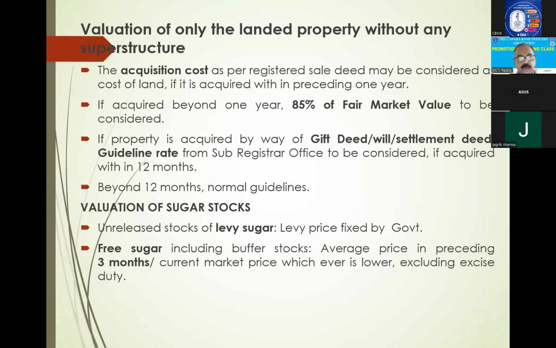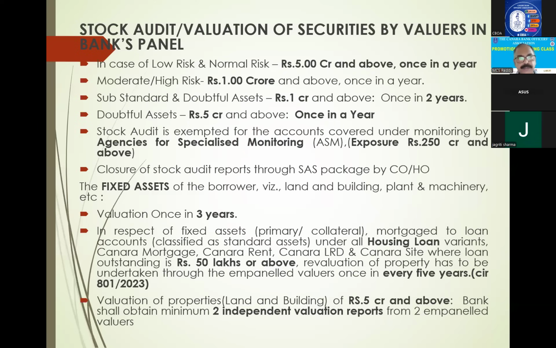What is the remuneration amount here? 5 lakh plus GST for limit up to 250 to 500 crores. If exposure is more than 500 crores, it is 8 lakhs plus GST. That is the remuneration we pay, and the payment is quarterly for these ASMs.